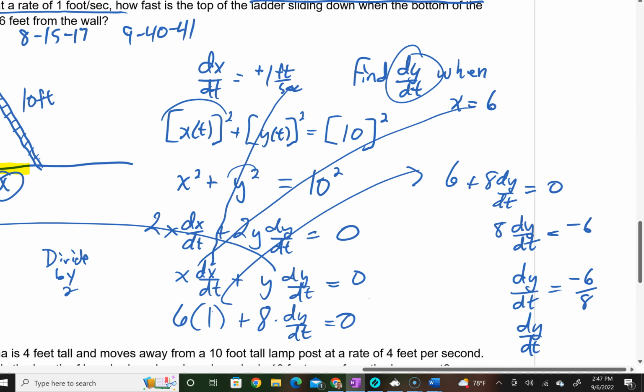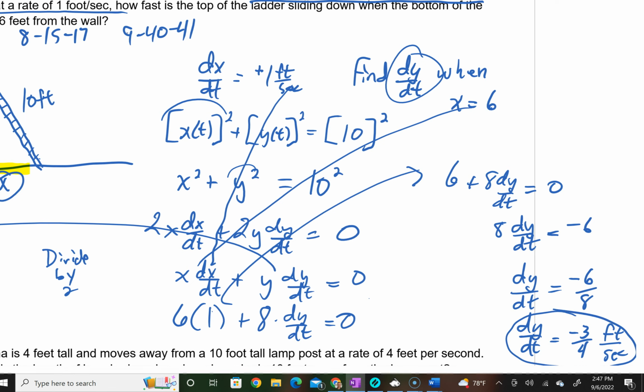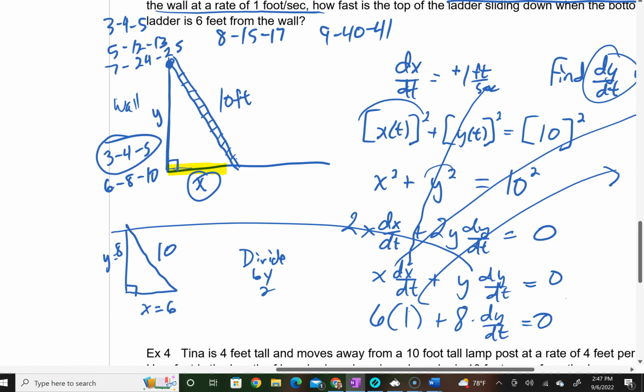Reduce if you can. That's going to get you negative 3/4. But negative 3/4, let's think about this. It's going to be feet. Everything was in feet, and it would be per second. And this would indicate that that quantity is decreasing, which is what you would expect.